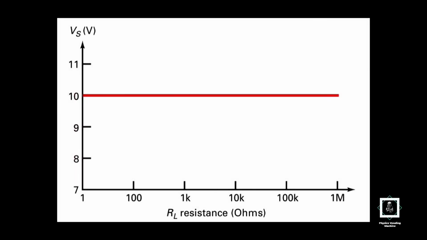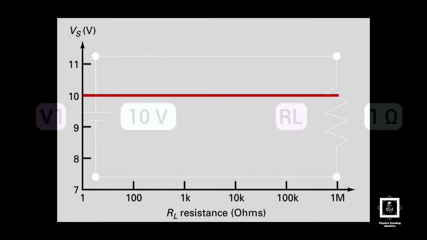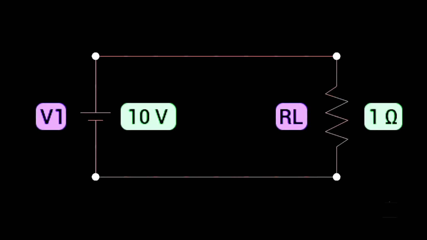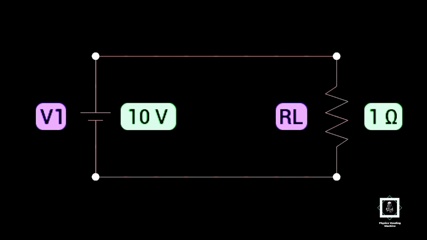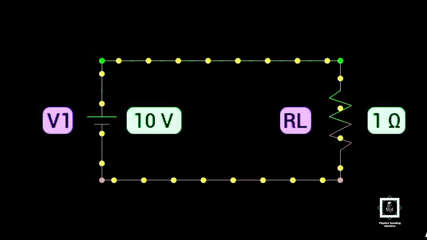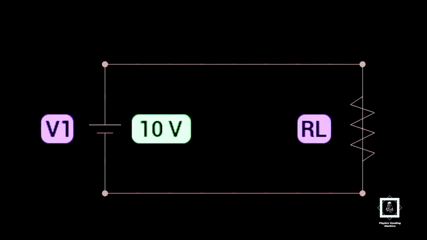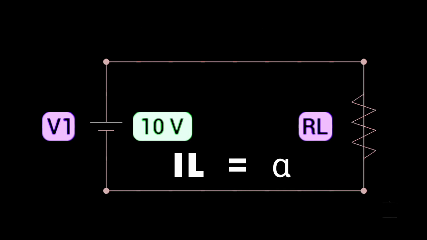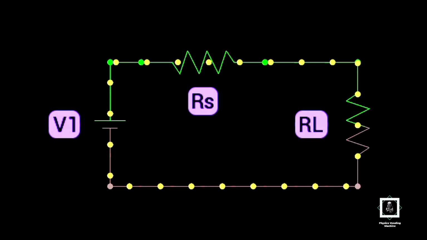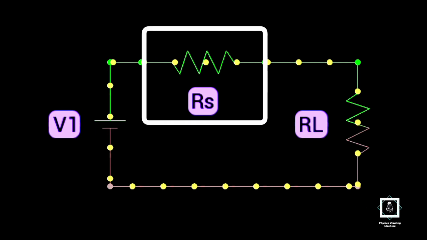Also, in a graph you can see a clear straight line parallel to the load resistance, which is marked on the x-axis, which means the voltage source has no internal resistance. However, an ideal voltage source cannot exist in nature, because when the load resistance approaches zero, the load current approaches infinity, and no real voltage source can produce infinite current because a real voltage source has some internal resistance.